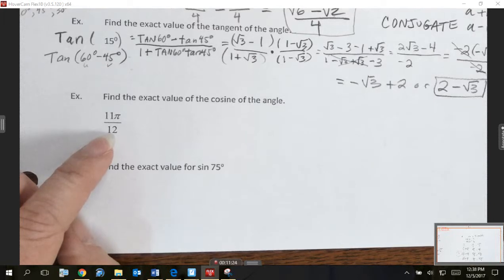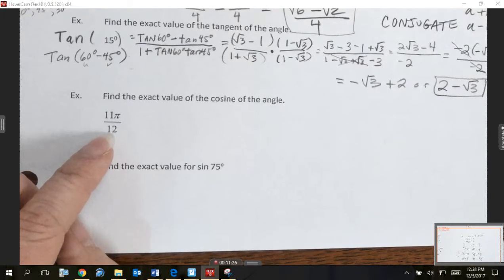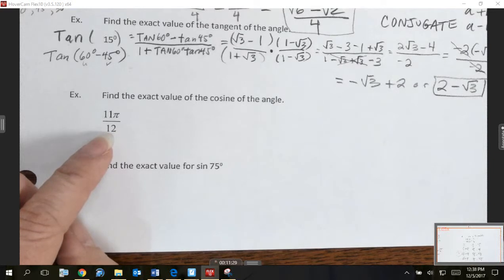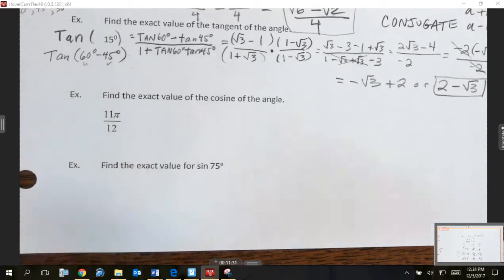Yeah, that's not any that I know, and pi over 12 doesn't reduce down to any of them that I know. So start thinking about what adds up to give you 11. There's got to be something that's going to help us reduce down and be pi over 6, or pi over 3, or pi over 4. What do you say?